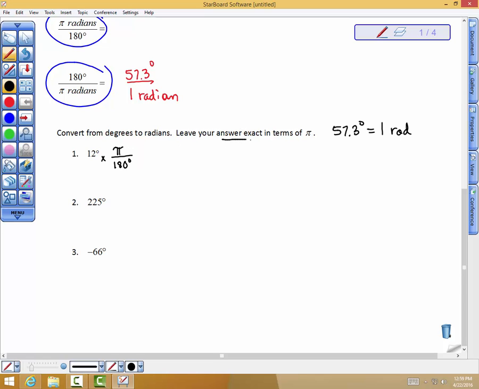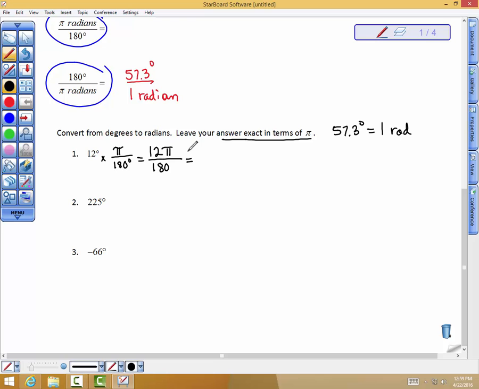This says leave your answer in terms of pi. In other words, don't get your calculator out. Just reduce this fraction, which is 12 over 180. Just reduce that and leave pi in your answer.